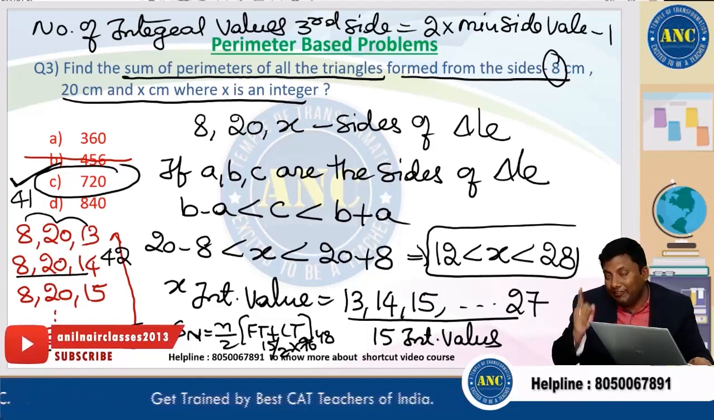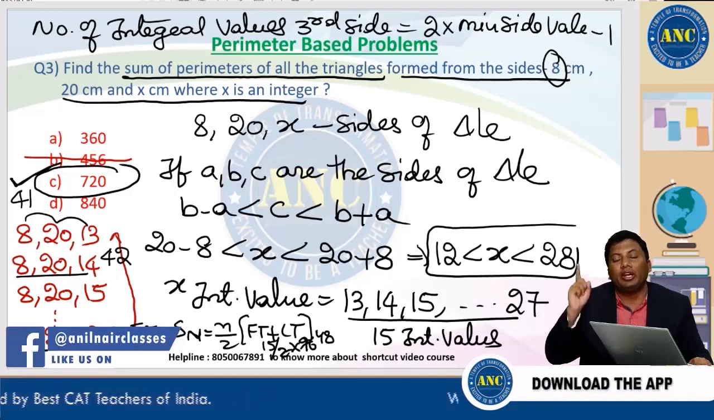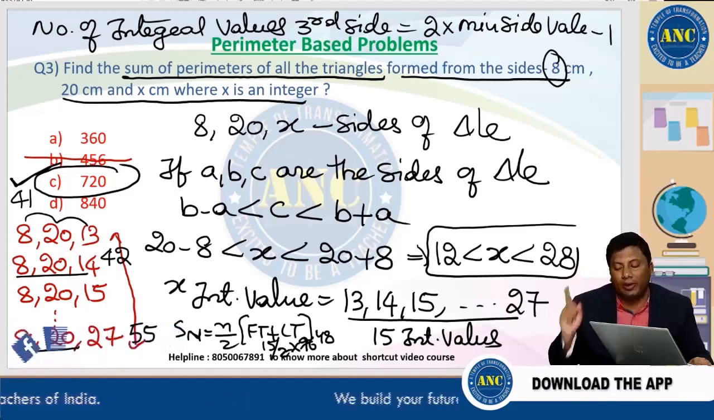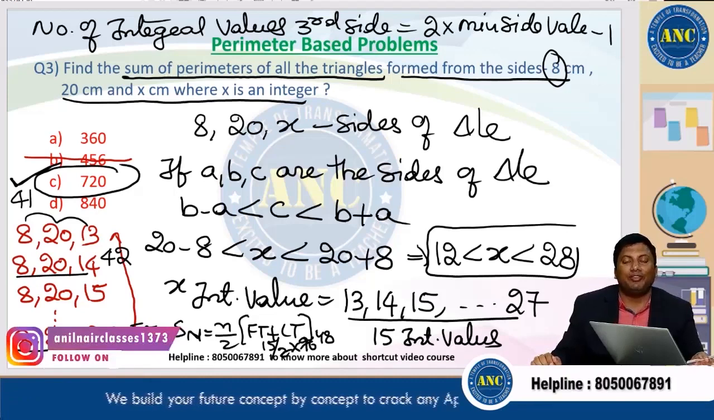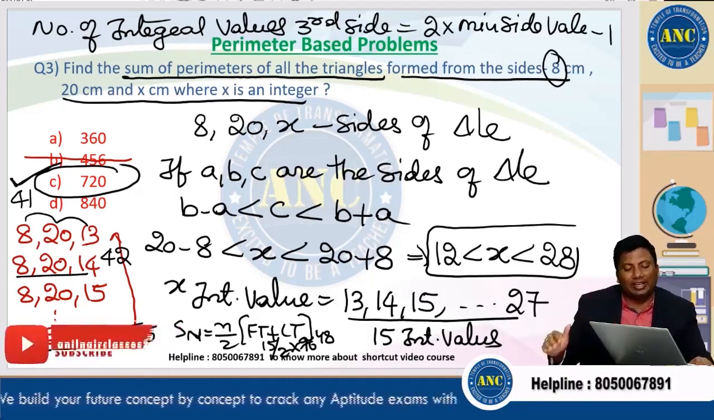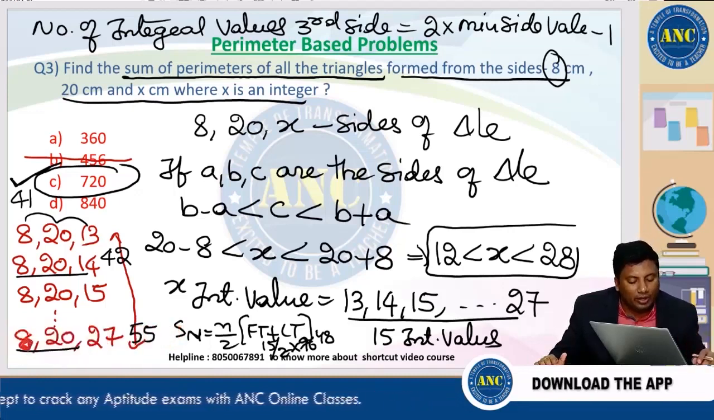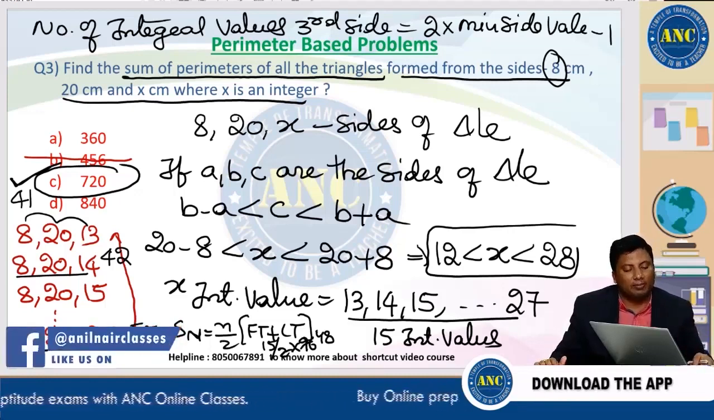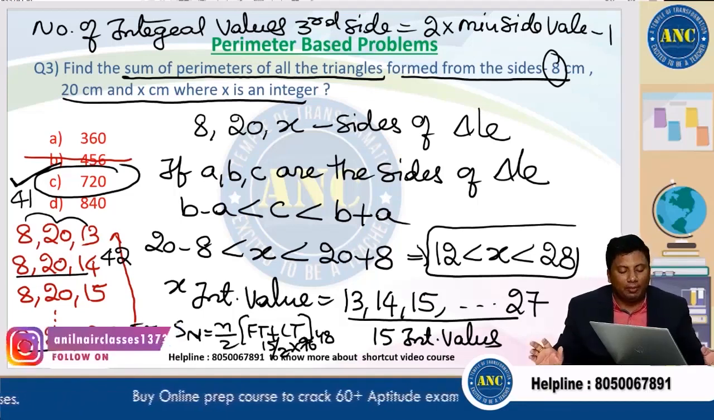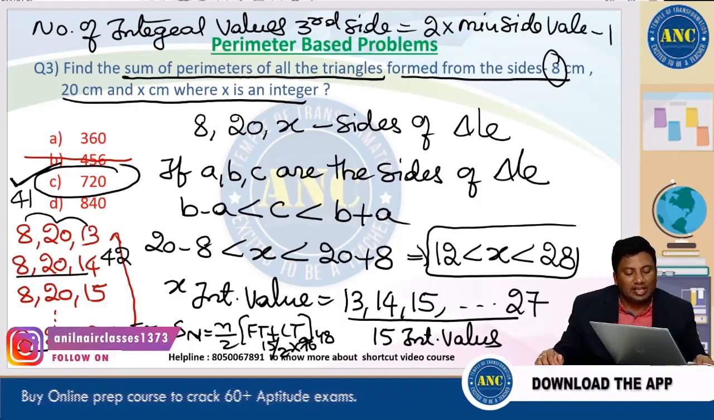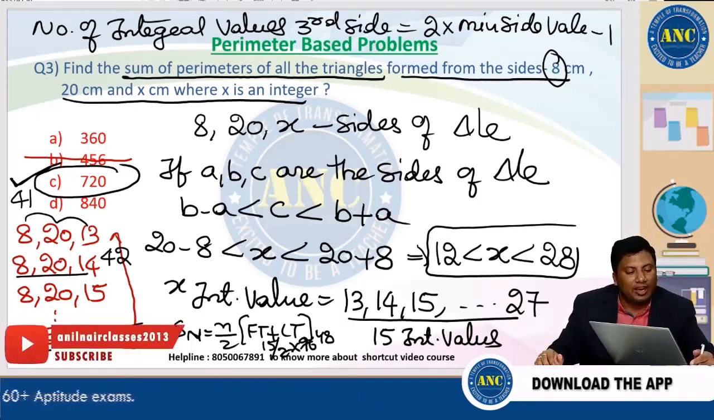Those 15 different values can be obtained directly by doing 2 into minimum side value minus 1. 2 into 8 minus 1, 16 minus 1 is 15. Total there are 15 triangles formed. So Sn is nothing but n by 2 into first term plus last term. 15 by 2 into 41 plus 55, 15 by 2 into 96. The answer is nothing but 720. I hope question 3 is very clear to you.